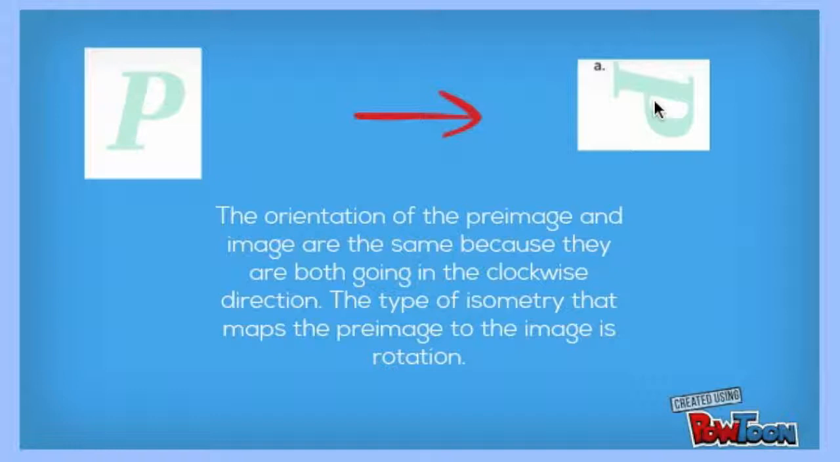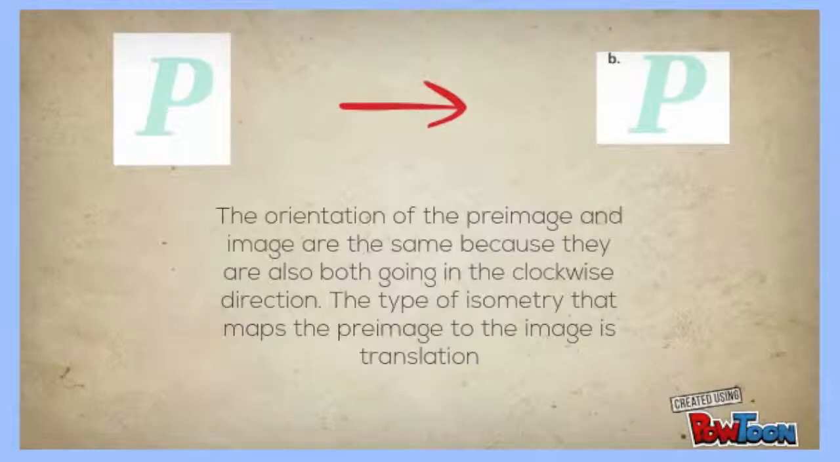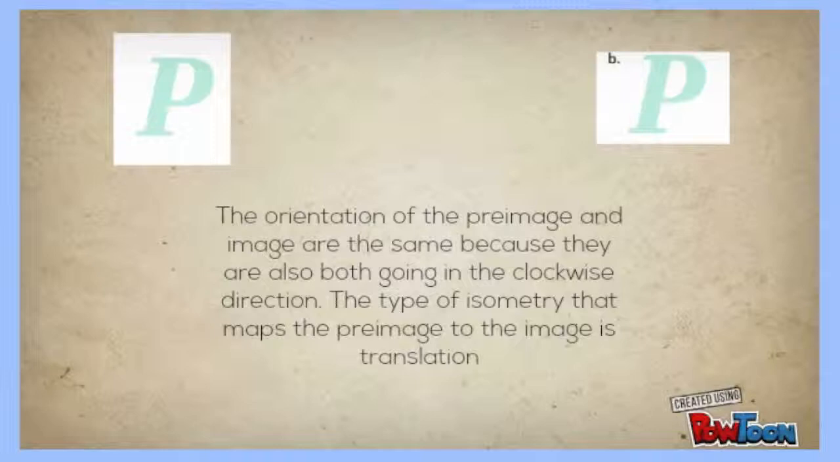It's called rotation because the letter itself is not being flipped, but it's only being moved in a clockwise direction. The second example is that the orientation of the pre-image and image are the same because they're both going in the clockwise direction. And this is called a translation because the letter is not being flipped in a vertical or horizontal way. As you can see, this could either be a 0-degree rotation or a 360-degree rotation, as it is the same style as the figure on the left.